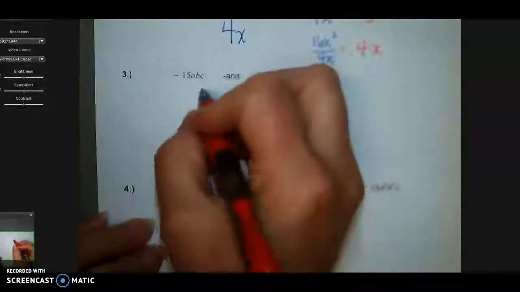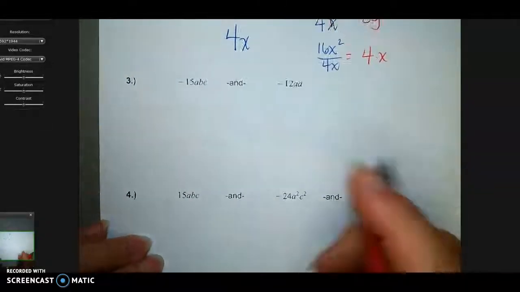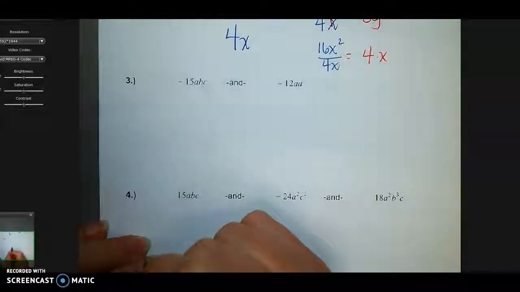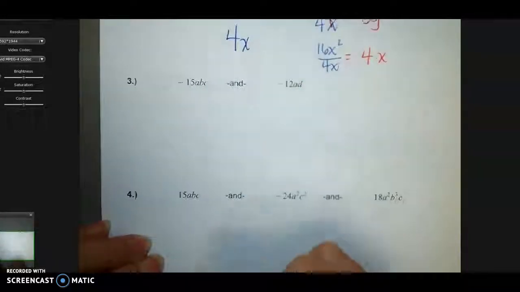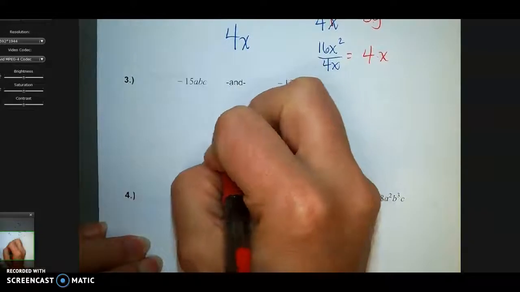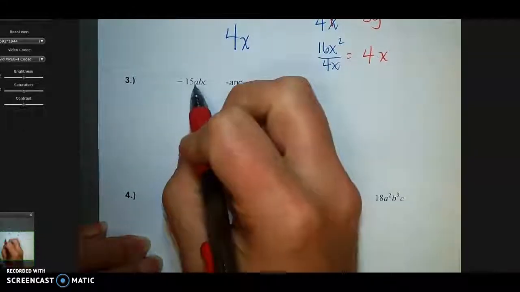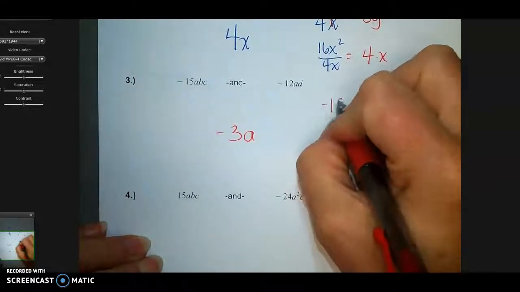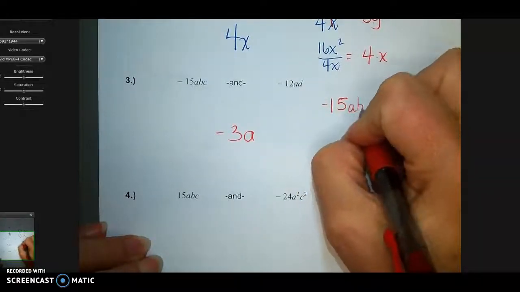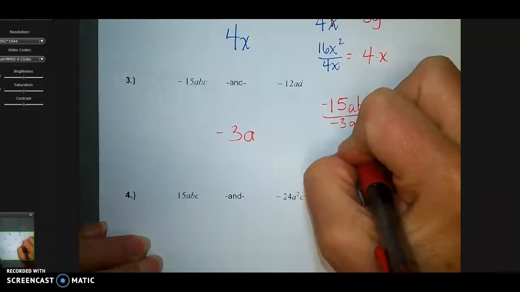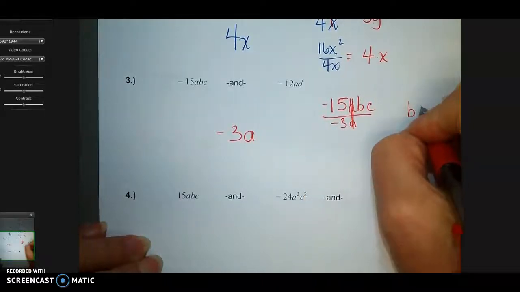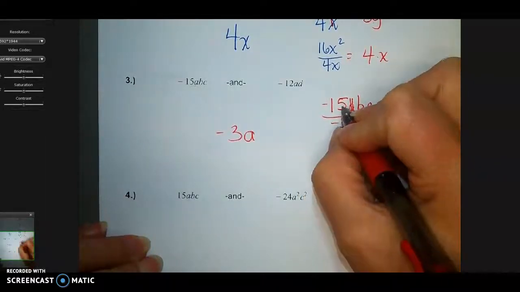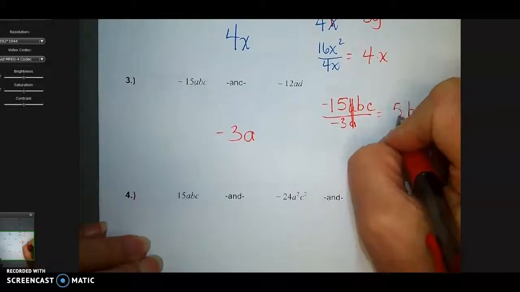So over here we have negative 15 and negative 12. If both of my terms are negative, I want to pull out a negative number. And in this case, I can pull out a negative 3 from both of them. They also both have an a in common. So for instance, if I did negative 15abc divided by negative 3a, the a's cancel out. I still have my b and my c. Negative 15 divided by negative 3 will give me a 5.